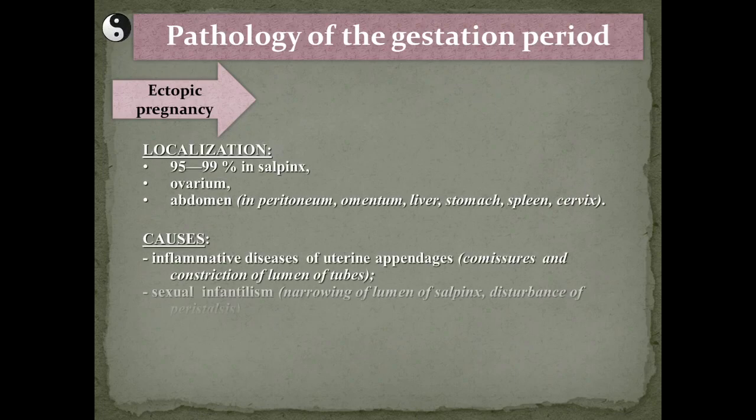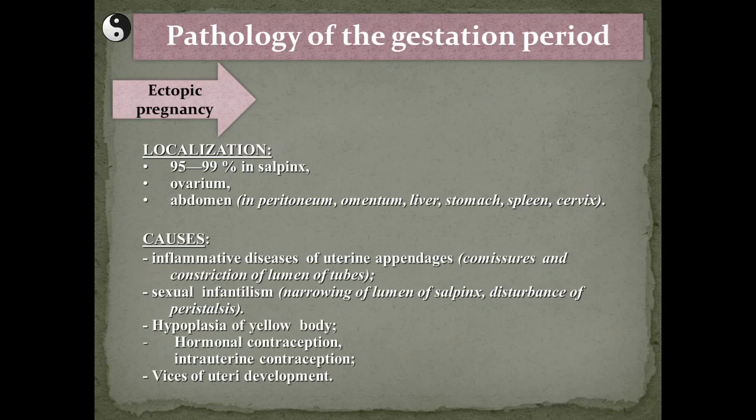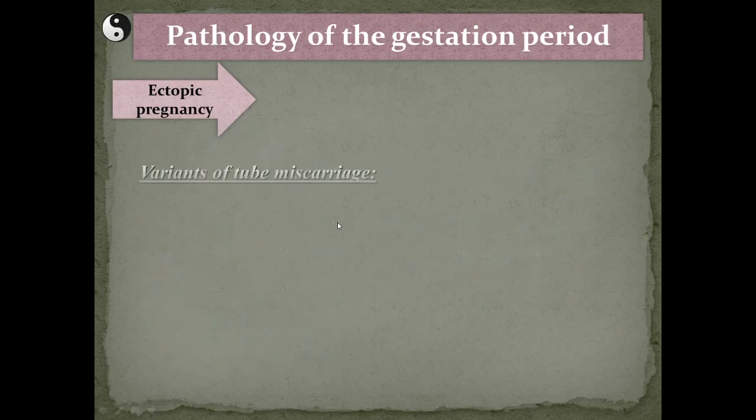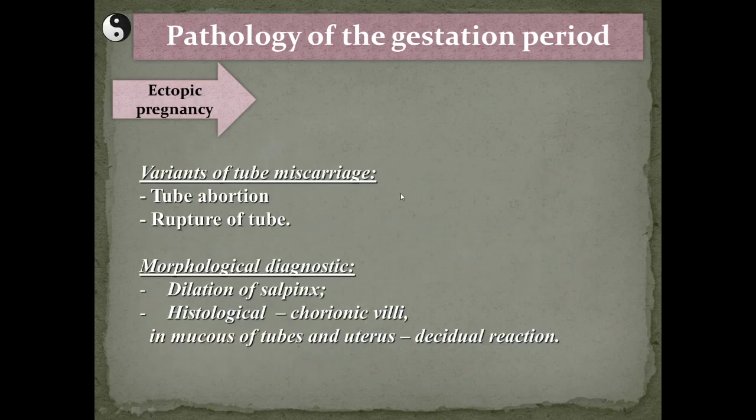Ectopic pregnancy. The most common localization is the salpinx, I think that is clear, and the most common cause is inflammatory disease. After, for example, chronic salpingitis, there are problems to actually carry a pregnancy, because there is a huge risk of ectopic pregnancy exactly in the salpinx. Next one, the fate of this ectopic pregnancy in the fallopian tube. It could be tubal abortion, but the most classical, unfortunately, complication is rupture of the tube.